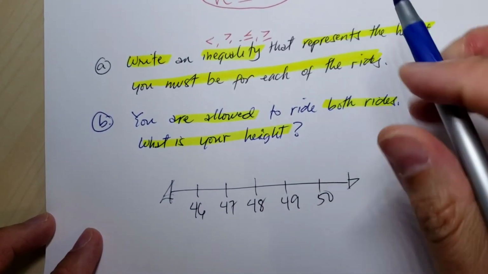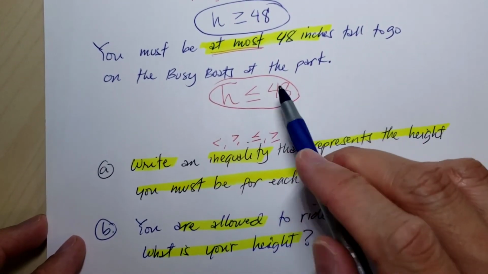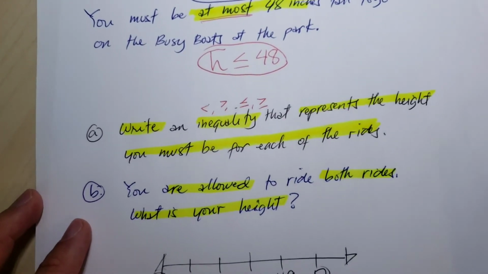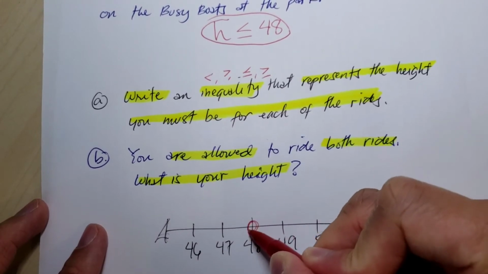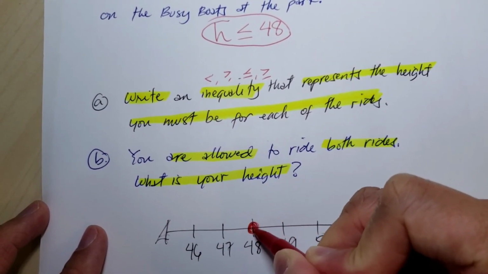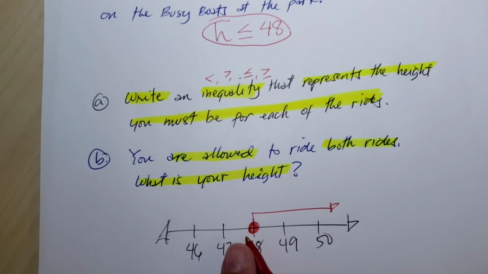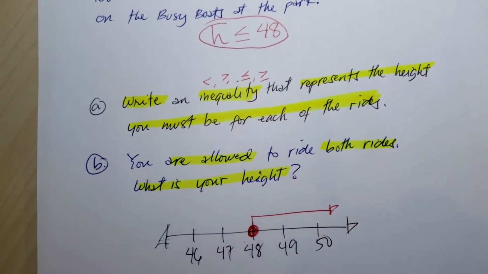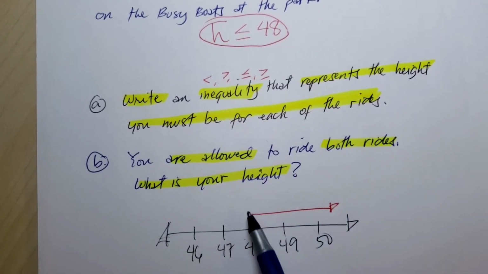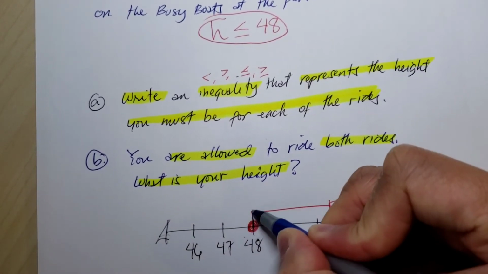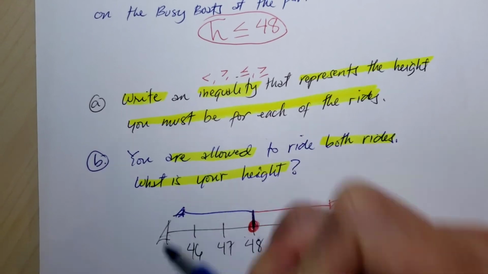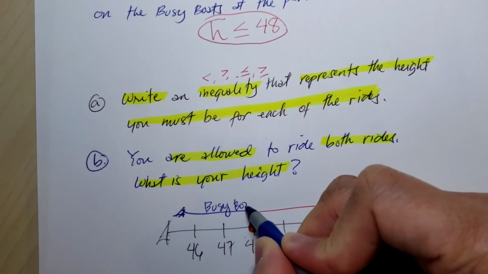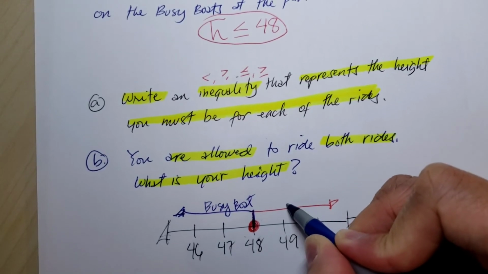Now, for the first inequality, it says your height should be greater than or equal to 48. So your height should be 48 inches or more than that. And the other one says your height should be 48 inches or less than that. So this is for the busy boat, and this is for the scrambler.